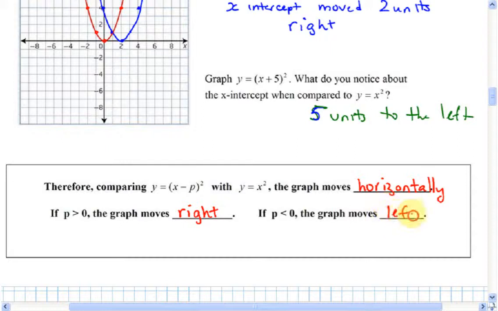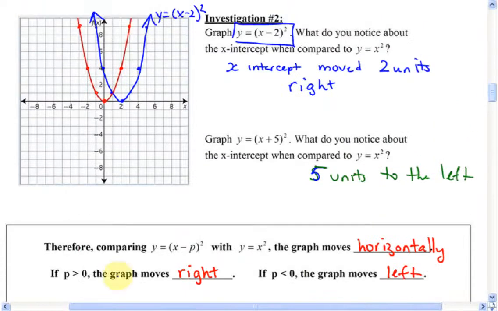Now, be careful because some students will get confused here because they're like, well, Mr. Lee, I see from above that here we have y equals x minus 2 squared, and it goes to the right. But then some people say, well, Mr. Lee, that's a minus 2. P is negative. No, it's not. Because of how I wrote the equation, p is always the opposite sign.